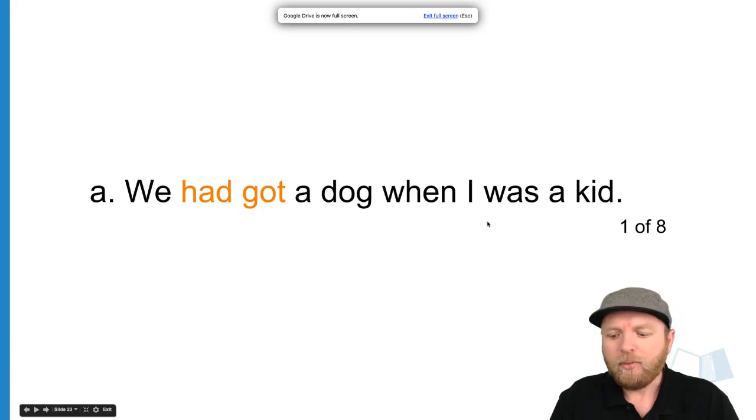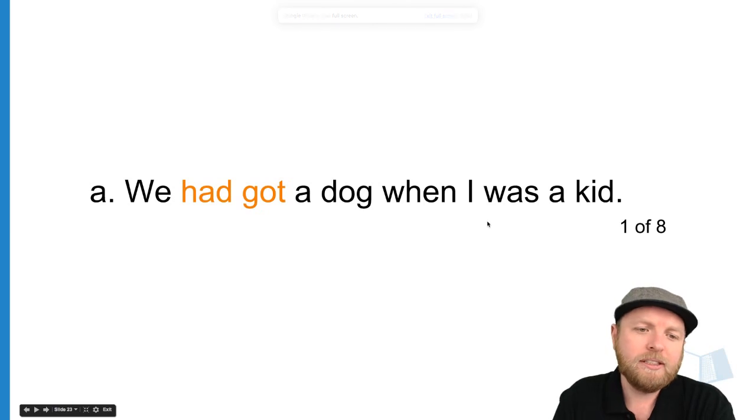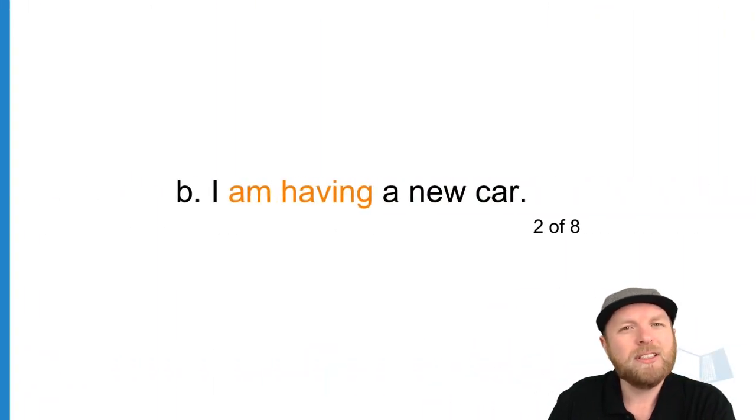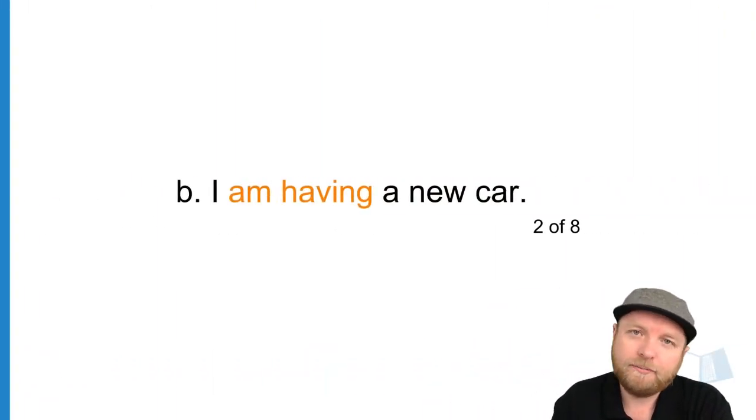We had got a dog when I was a kid. This is past. This is incorrect. You cannot say have got about the past. So what do we say? Just say we had a dog.